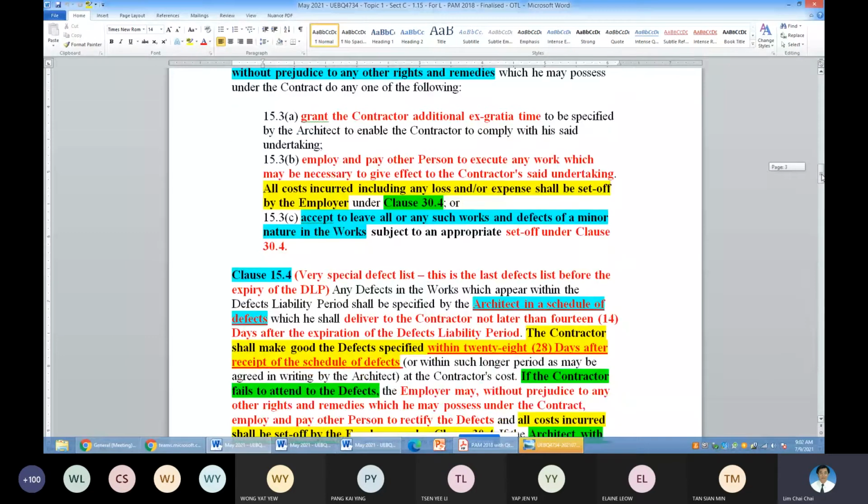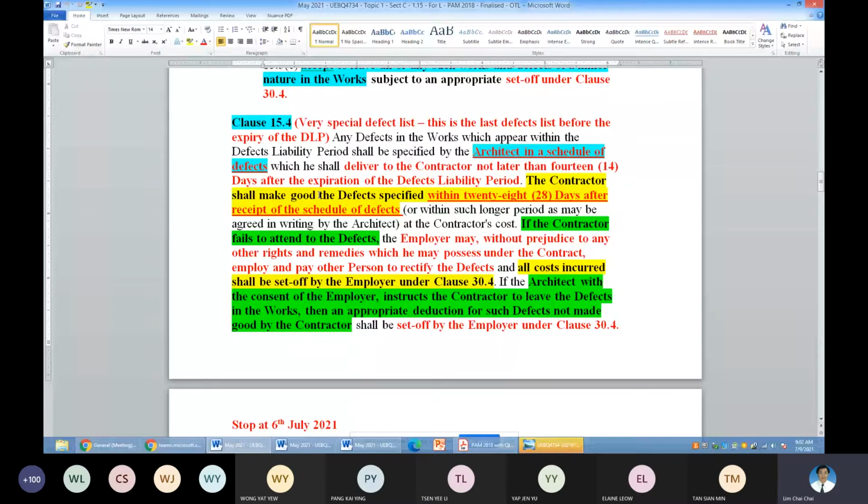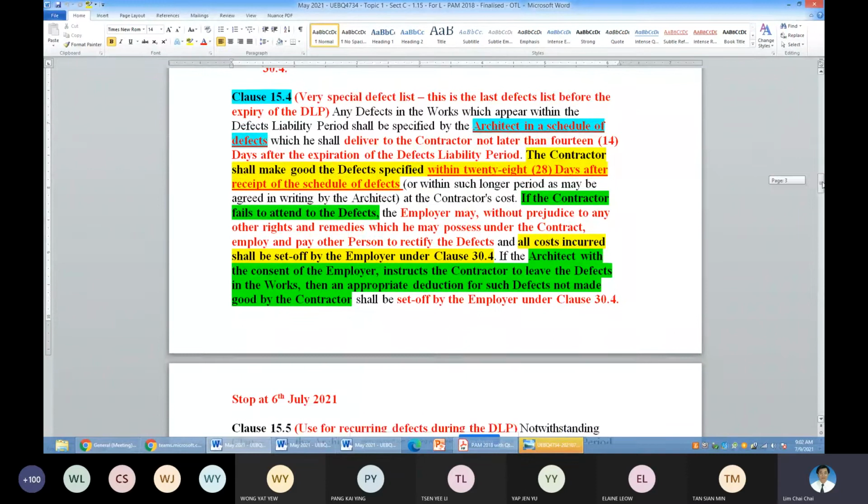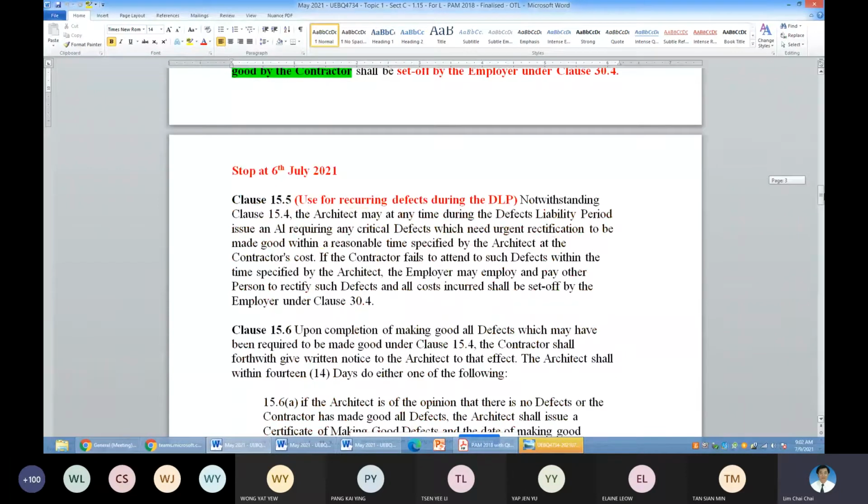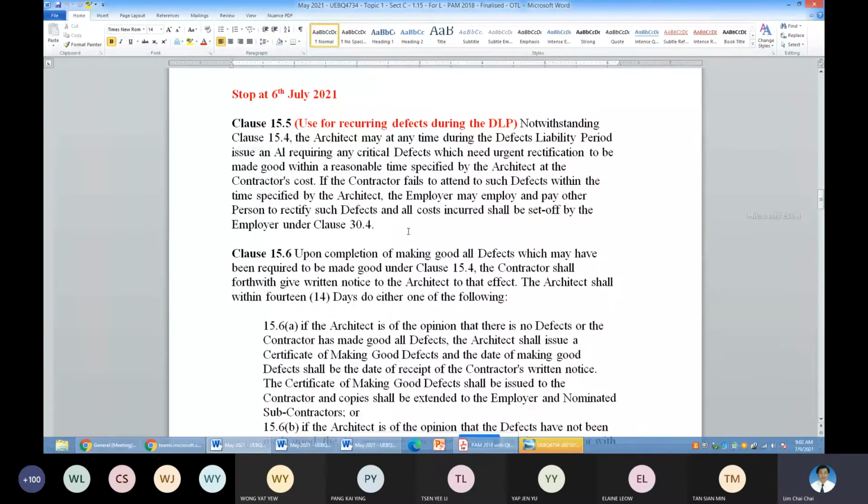And then we have to look into 15.4. 15.4 is a very special one. It's a defect list that is generated before the expiry of the defects liability period. So I call it the last list. The earlier one is the first list. And now, today we are going to cover clause 15.5. This is the recurring list.